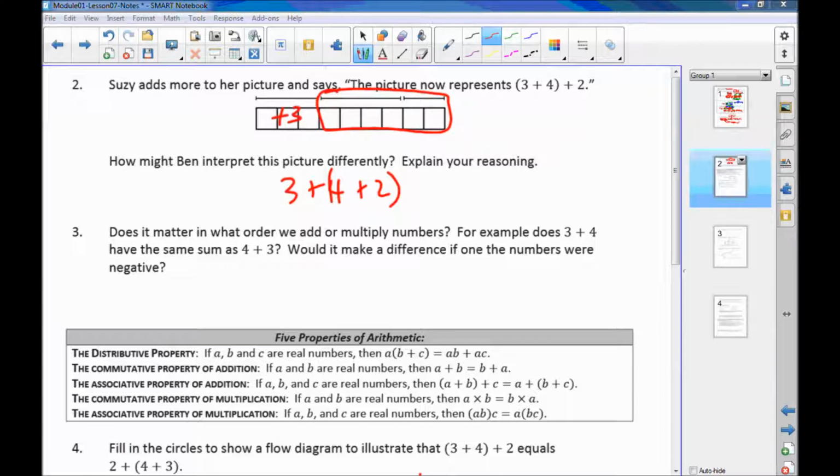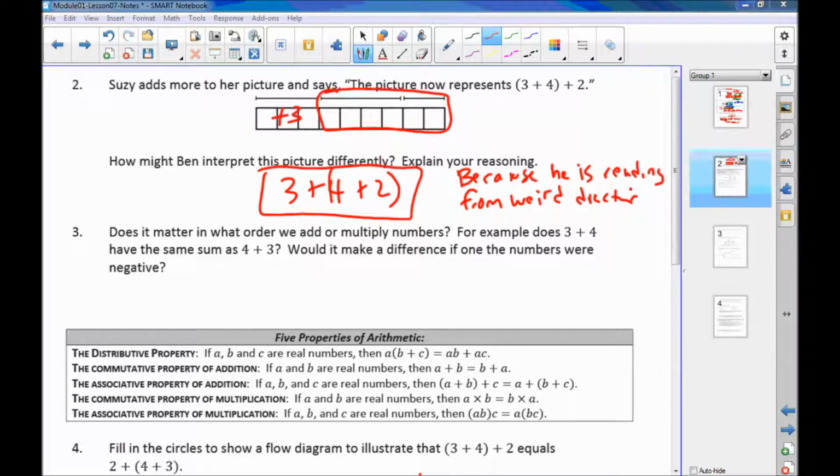So, all right, so why would he interpret it this way? Well, he's reading it from the opposite direction, okay? So he's going to think that you have to put the 2 and 4 together first, okay? So how might Ben interpret this picture? He might interpret like this because he's reading from the weird direction. So he's seeing the 4 plus 2 as the first thing, and then the 3 is the extra thing being added on.